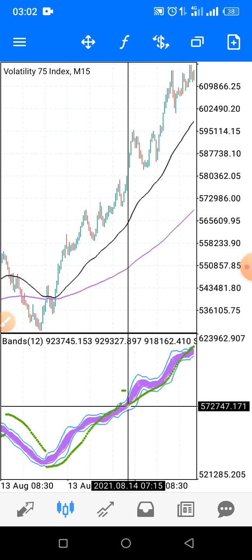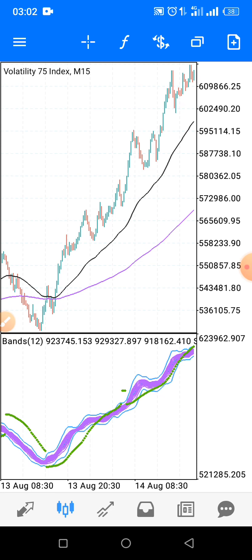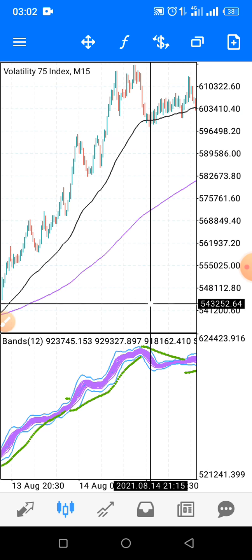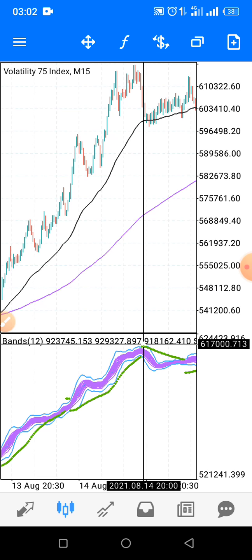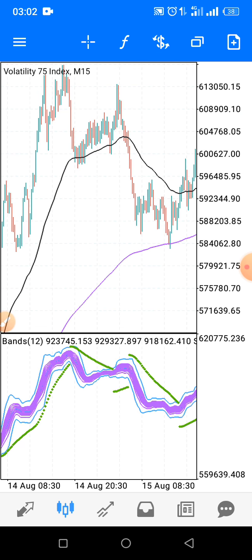Then we waited for the parabolic dots here to come back below the Bollinger Bands here. Then we would enter again and hold it until we see the parabolic dots start to come above the Bollinger Bands here. Then we exit the trade.